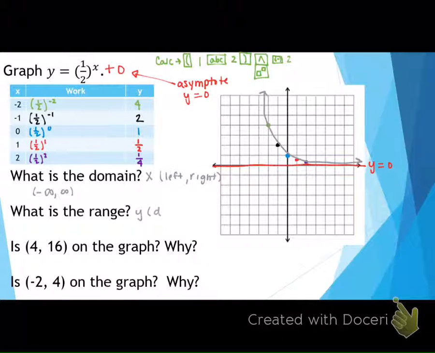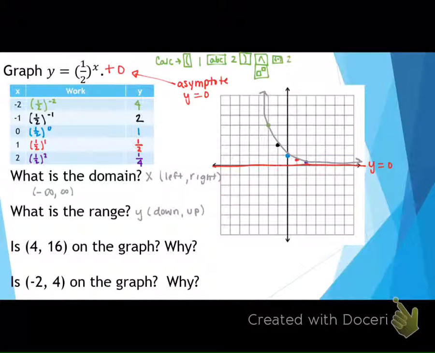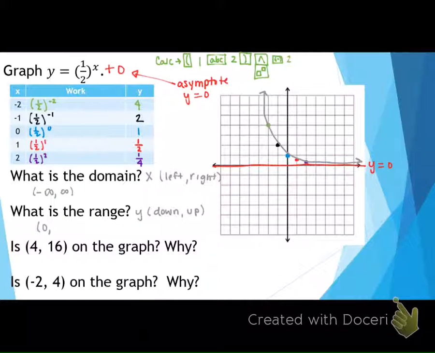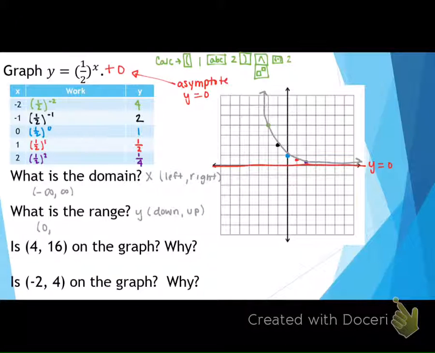Mackenzie, range is y, down to up. Will it go down forever? No, what is the point? What is the line that it stops at? 0. Part of your range will always be your asymptote because you're never going to reach that. So that's how you know your range is your asymptote. So we'll go up forever. So that is what then, Mackenzie?